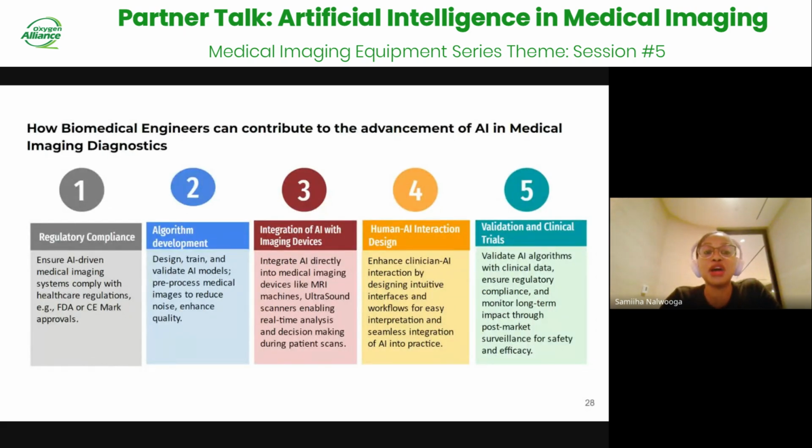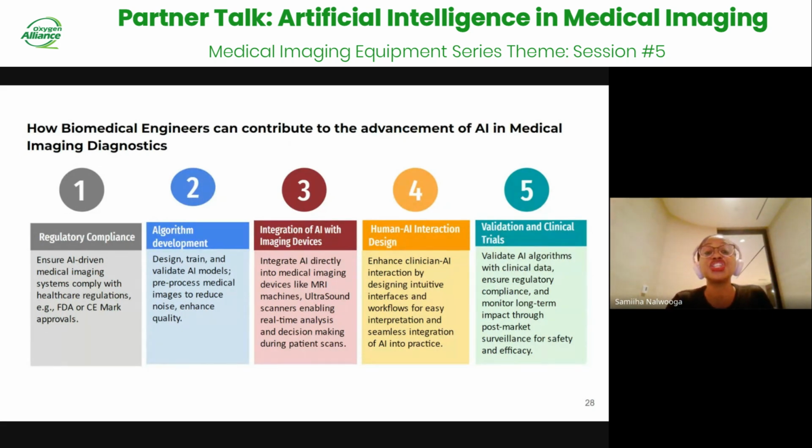So the other one is algorithm development. You're going to find that computer scientists are actually experts in developing these algorithms, but they don't have the knowledge when it comes to the hardware. So that is where the biomedical engineers have to come in and also help in developing these algorithms. You can learn how to design, train, and validate AI models, and pre-process medical images to reduce the noise as well as enhance quality. So this comes in handy on their side as well as your side. It doesn't hurt to have an idea of both sides.